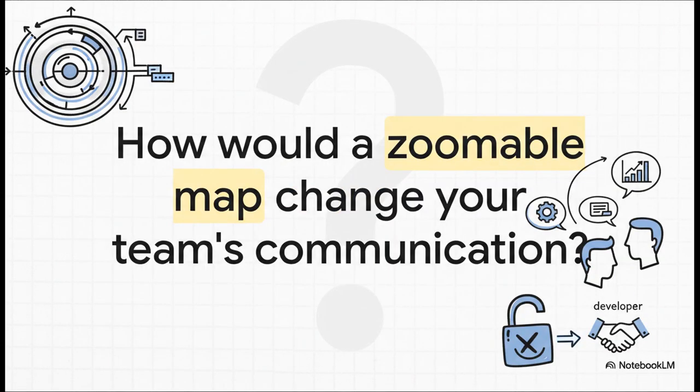If you had this zoomable map for your own systems tomorrow, what's the very first conversation it would clarify? Who's the first person you would show it to? Because that, right there, is where the real power of this model lies, in stopping misunderstandings before they start and getting your entire team aligned.